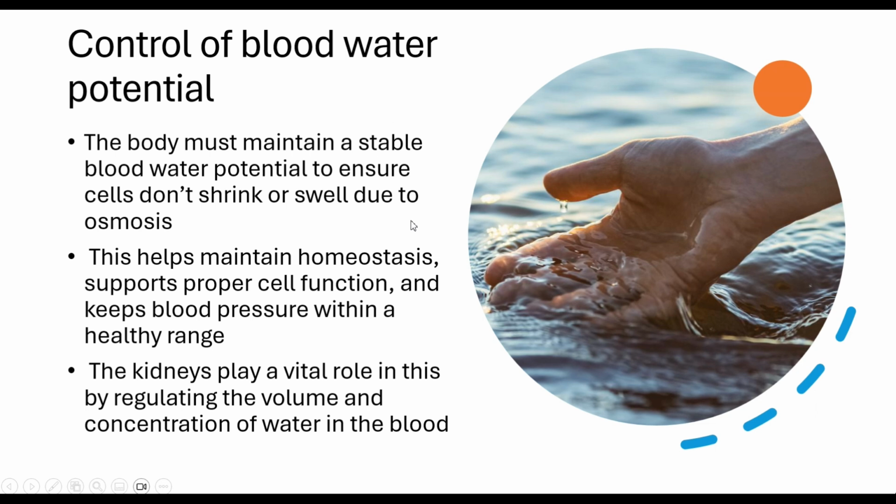Control of water potential. The body must maintain a stable blood water potential to ensure cells don't shrink or swell due to osmosis. This helps maintain homeostasis, supports proper cell function, and keeps blood pressure within a healthy range. The kidneys play a vital role in this by regulating the volume and concentration of water in the blood.